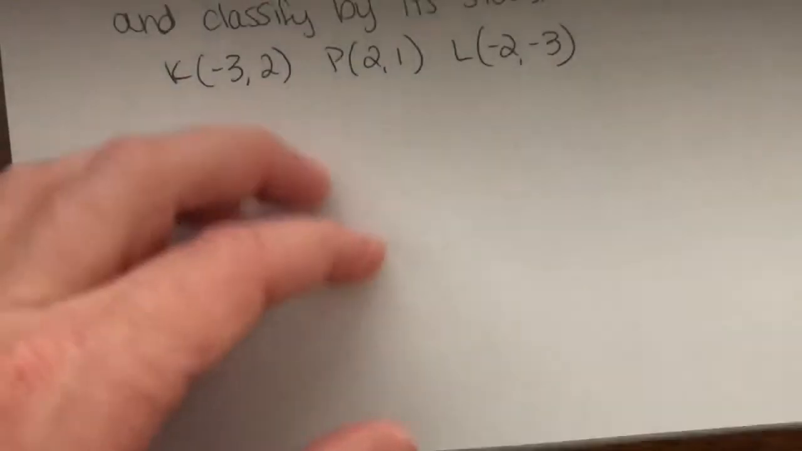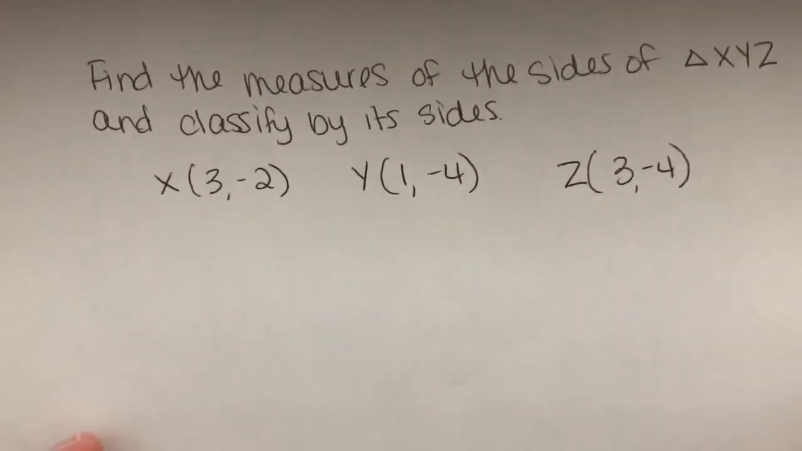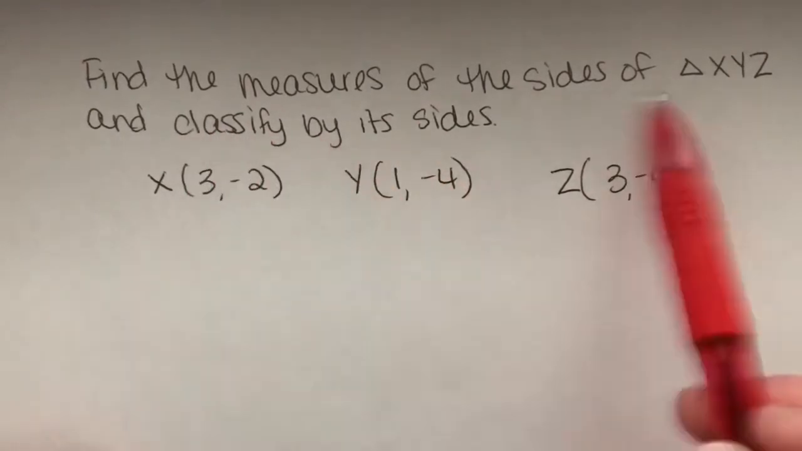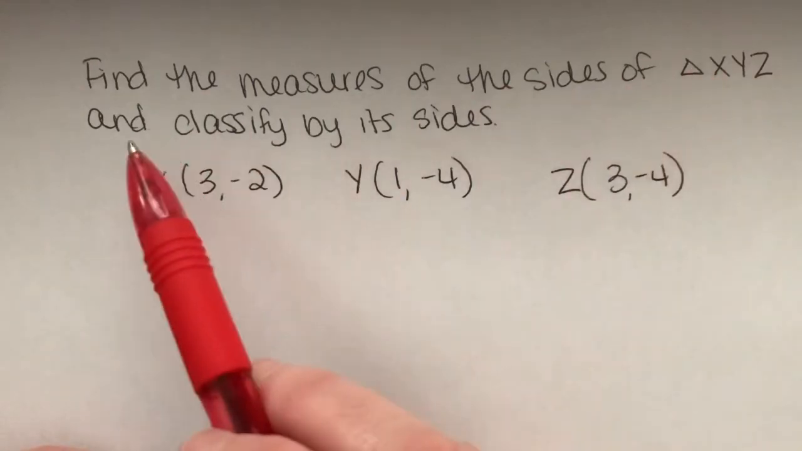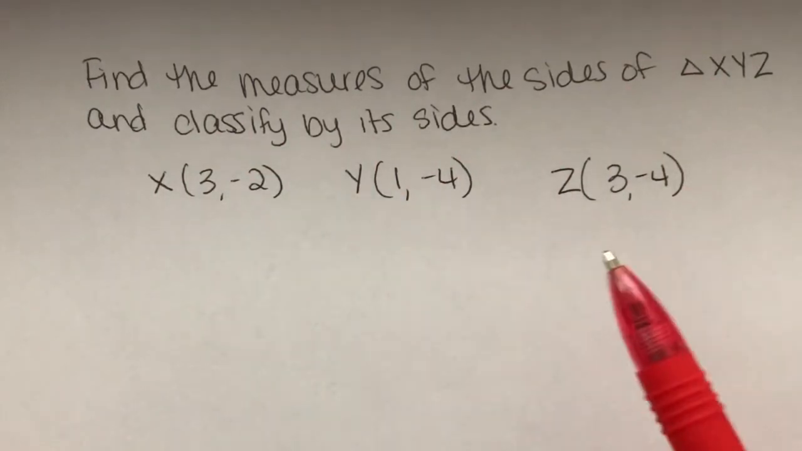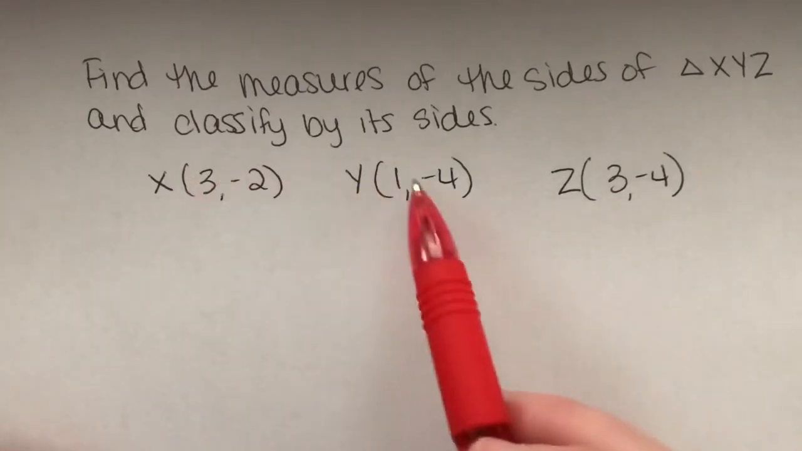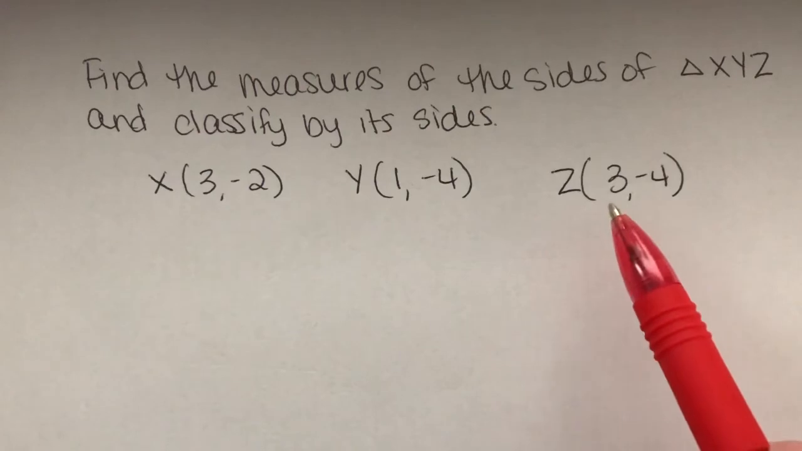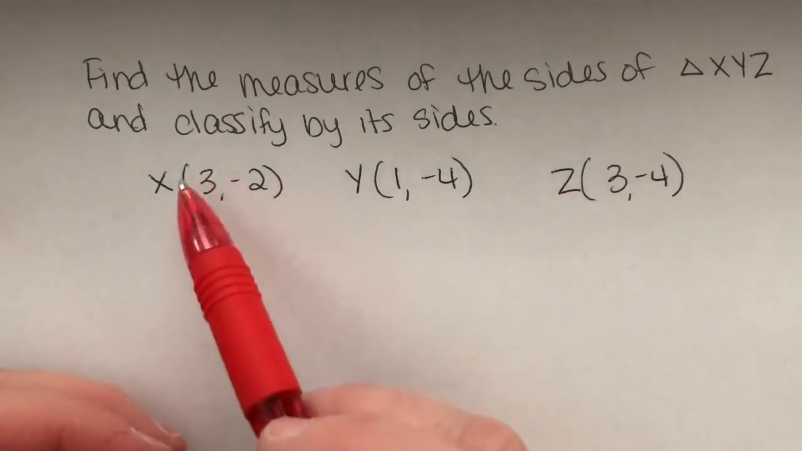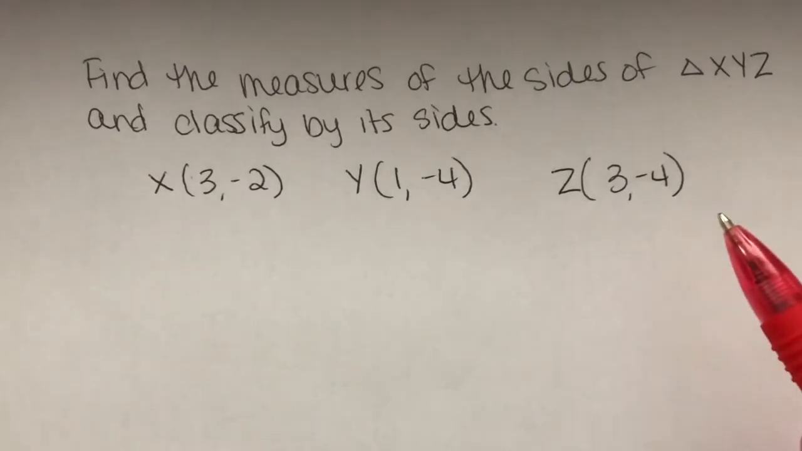Okay, and then the other, this video is a little bit longer, the other 2 are just alike. I have 2 examples here. You might see something like this. Find the measures of the sides of triangle XYZ, and then classify by the length of the sides, right? And all it gives us is the location of each of the points of the triangle, of each vertex. That's it. There's some triangle XYZ. We know where X is. We know where Y is. We know where Z is. Other than that, we do not know what this triangle looks like.